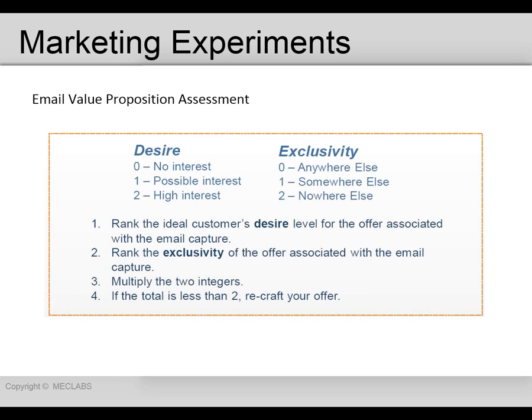Okay, so let's do the same thing for the exclusivity of the offer. Is this something that people could get anywhere else, somewhere else, or nowhere else? 0 is anywhere else, 1 is somewhere else, 2 is nowhere else. Looks like it's virtually unanimous. So it looks like we got 2. We take 2 times 2, that's 4. So we probably have an offer here that has a high degree of desirability and a high degree of exclusivity.